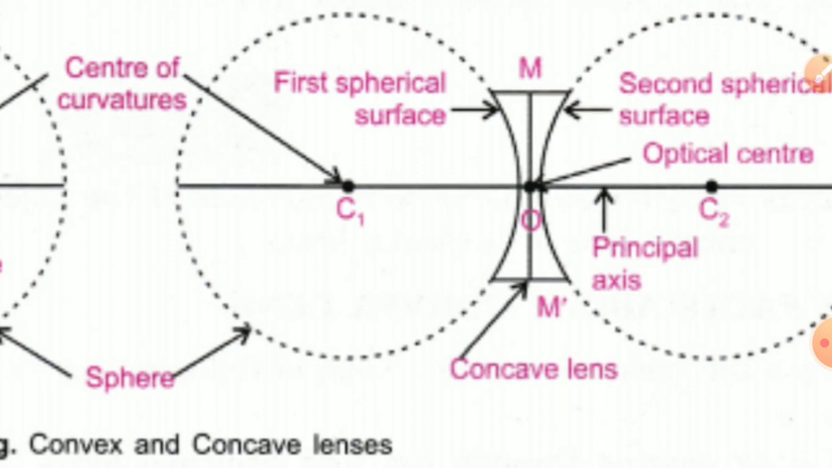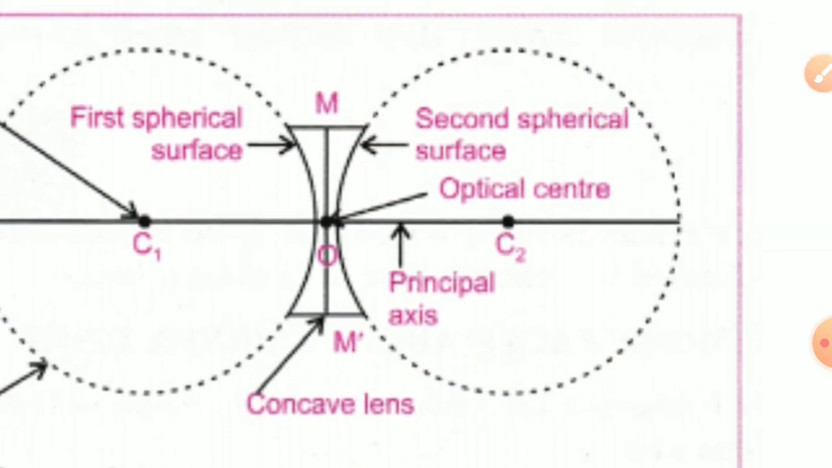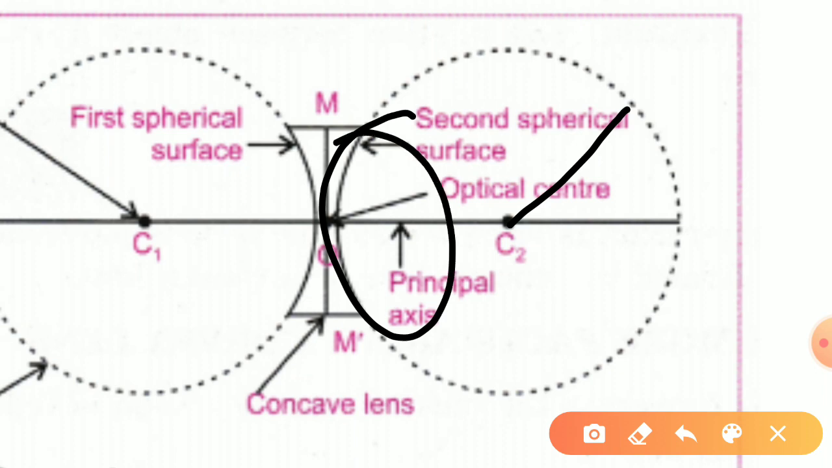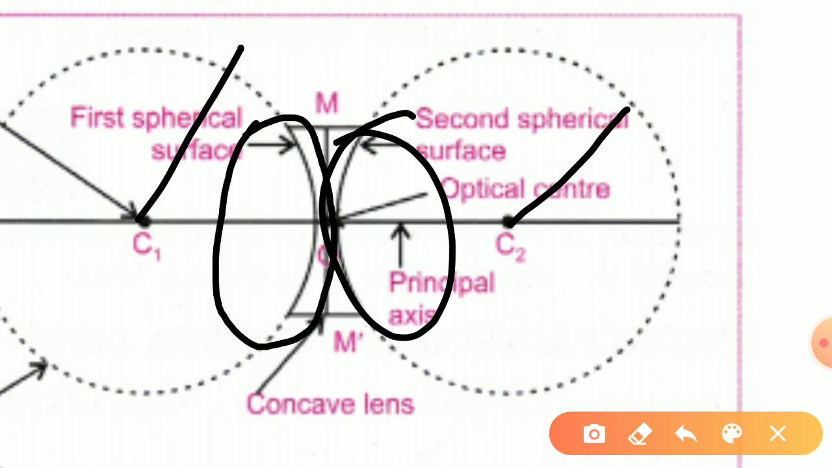The second term is radius of curvature. It is the radius of that sphere. Radius of curvature is the radius of that sphere of which the curved surface is a part. This radius is known as radius of curvature, as it is the radius of that sphere of which the curved surface is a part.